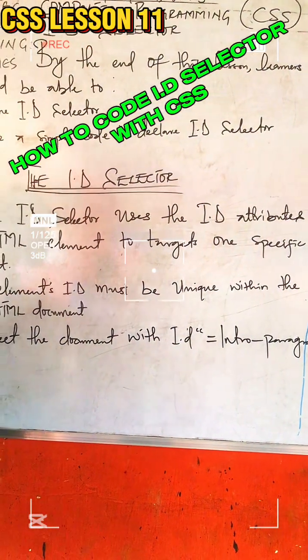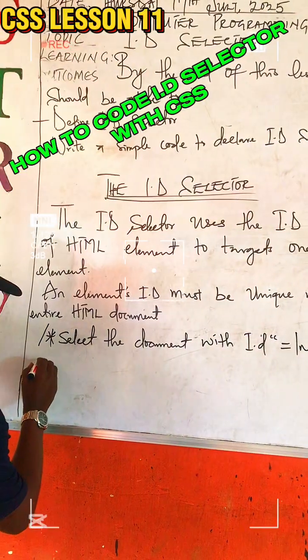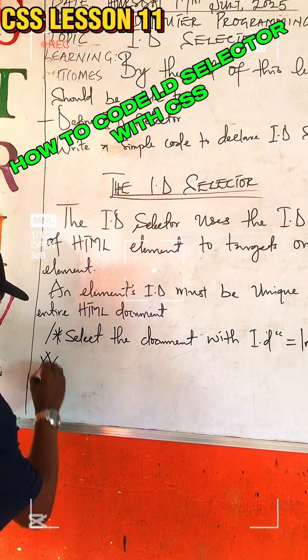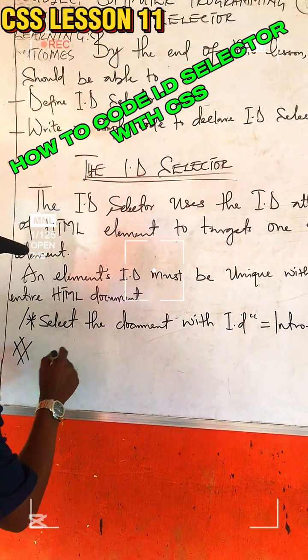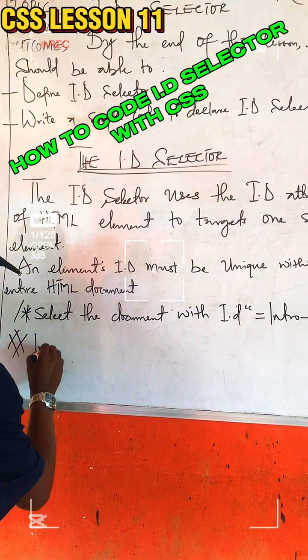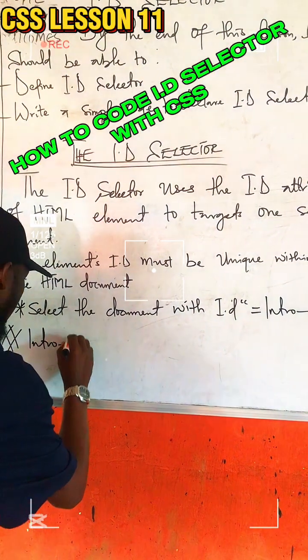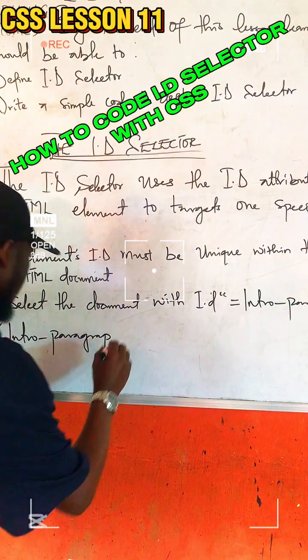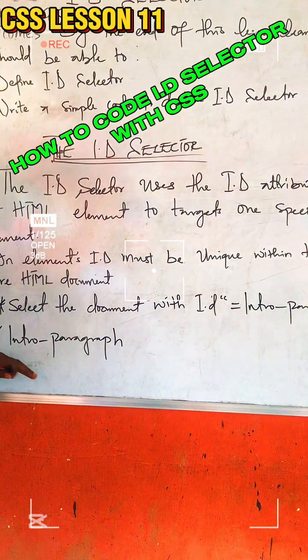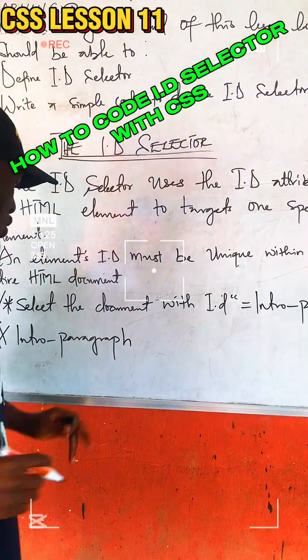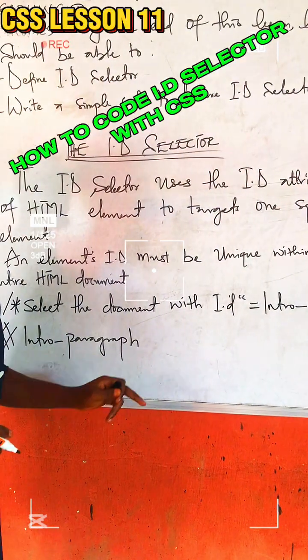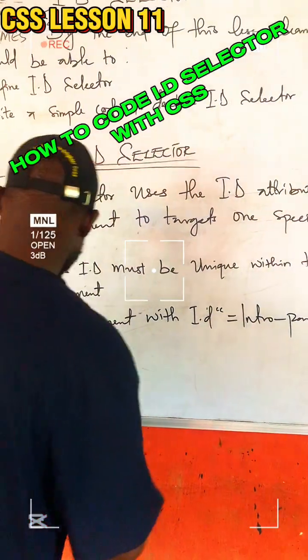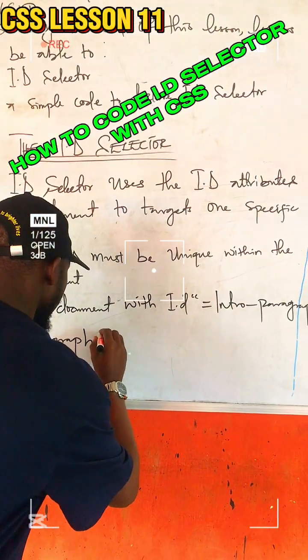The second line, we begin by writing your #sign, your intro paragraph. Then don't forget to open and close the curly brackets.